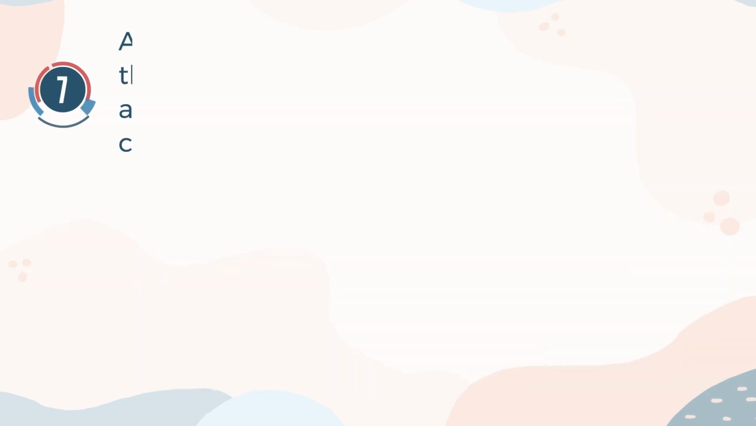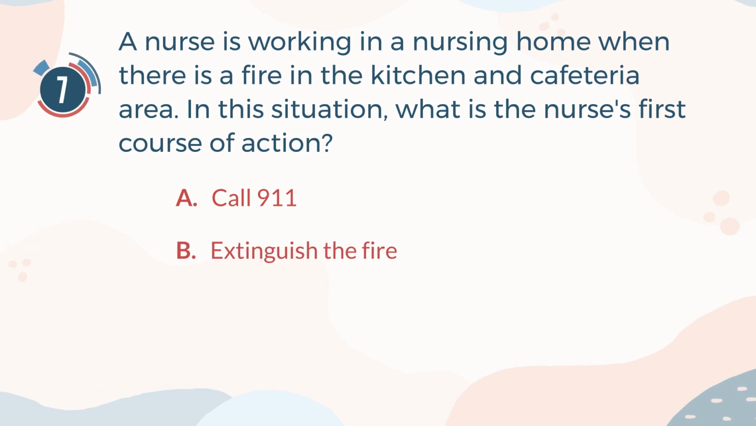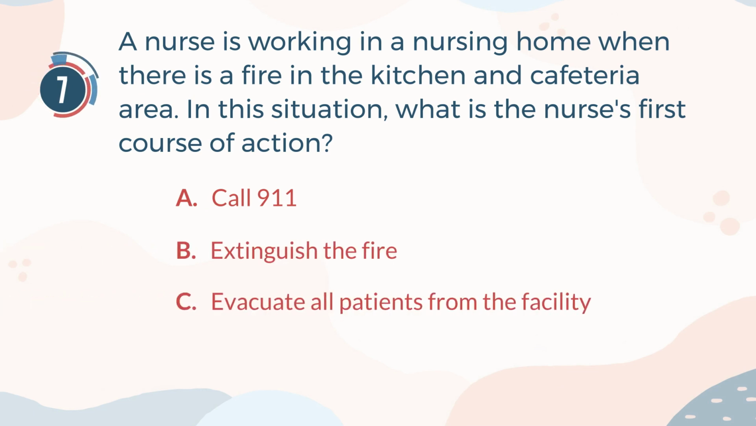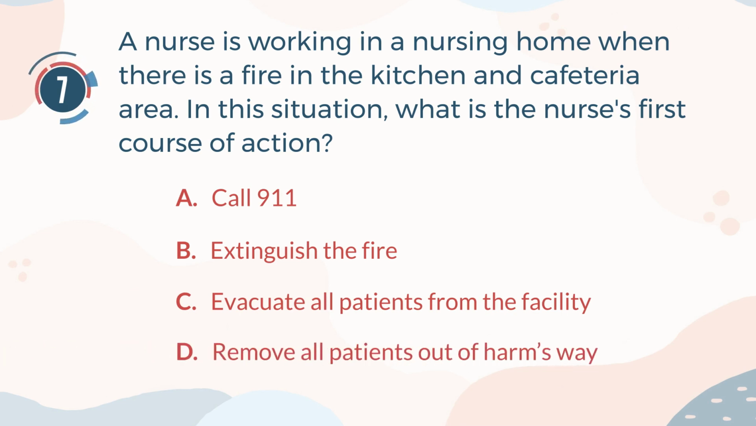Number 7. A nurse is working in a nursing home when there is a fire in the kitchen and cafeteria area. In this situation, what is the nurse's first course of action? A. Call 911. B. Extinguish the fire. C. Evacuate all patients from the facility. D. Remove all patients out of harm's way. The correct answer is D. Remove all patients out of harm's way.